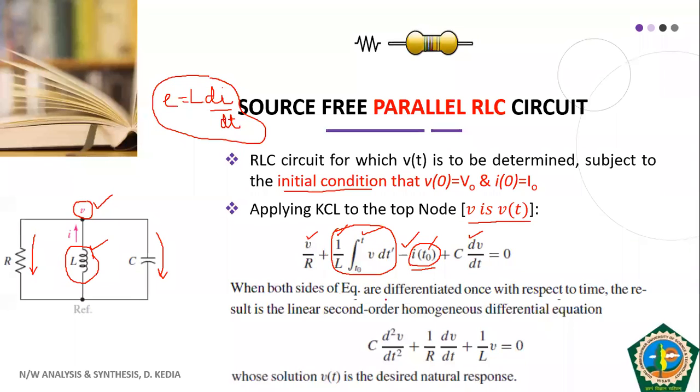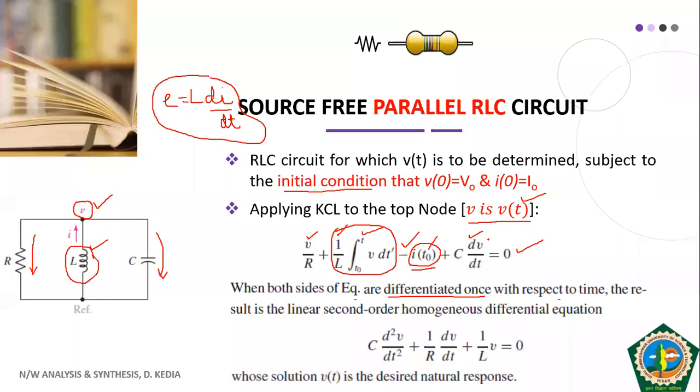That way, this is the equation for KCL in this parallel RLC circuit, and the sum of all currents is 0. That's why it has been equated to 0. So students, now we need to solve this equation in order to find out the value of v(t). In order to solve it, we need to differentiate this equation once. So if we differentiate, then what will happen? This integral will go away.